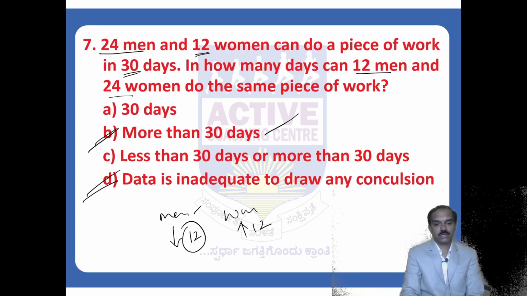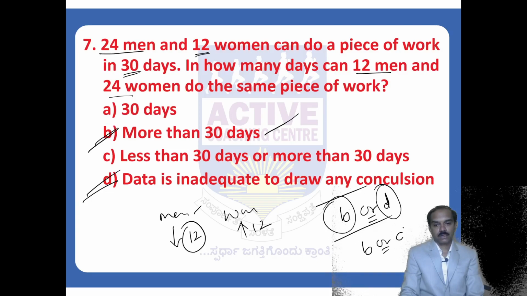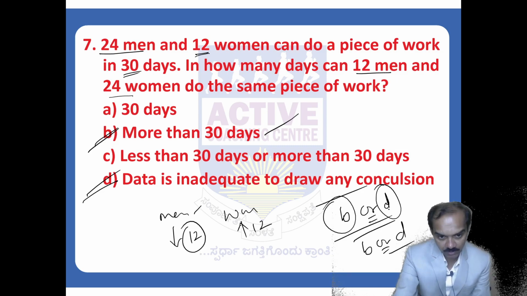So I would say it is B or D. We have sufficient information to go with B. We have sufficient information to go with D. So as per my experience and knowledge, I will go with B or D, which is not there in the options.